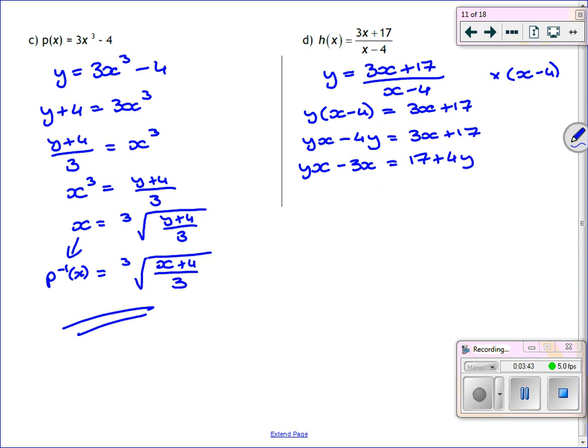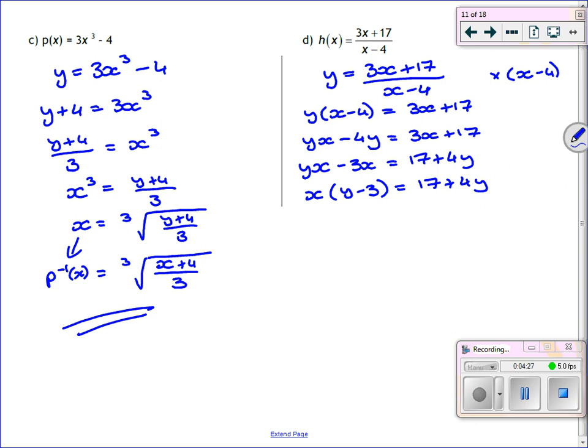And now this is something that's new for higher maths. If I have two occurrences of a variable and I want to write the whole function in terms of one of those variables, then all I do is take out a common factor of that variable. So if I have yx minus 3x and I want to make it say x equals, then just take it out as a common factor, but only of the left hand side. So we get x bracket y minus 3 is equal to 17 plus 4y.